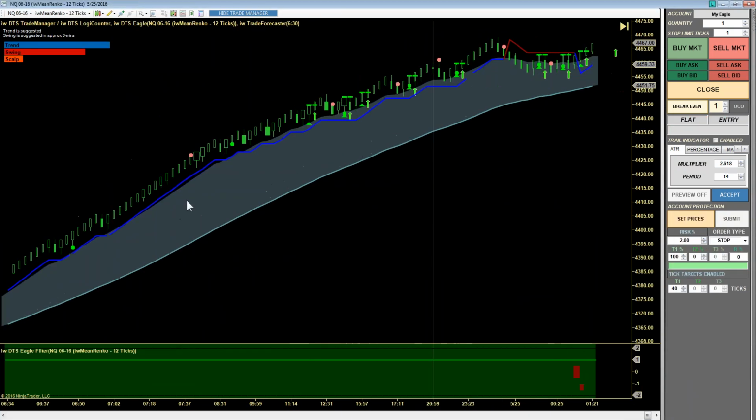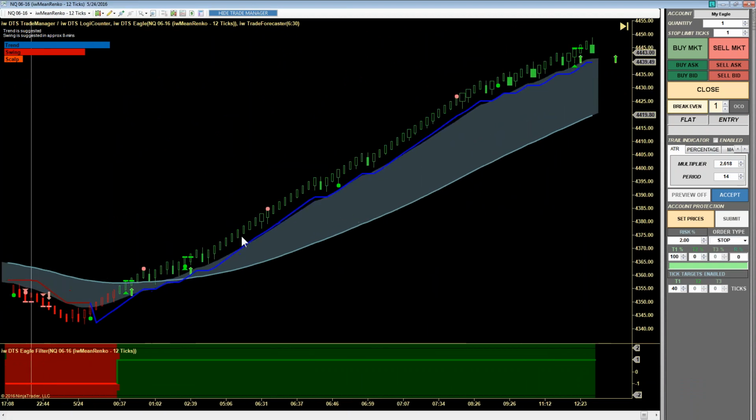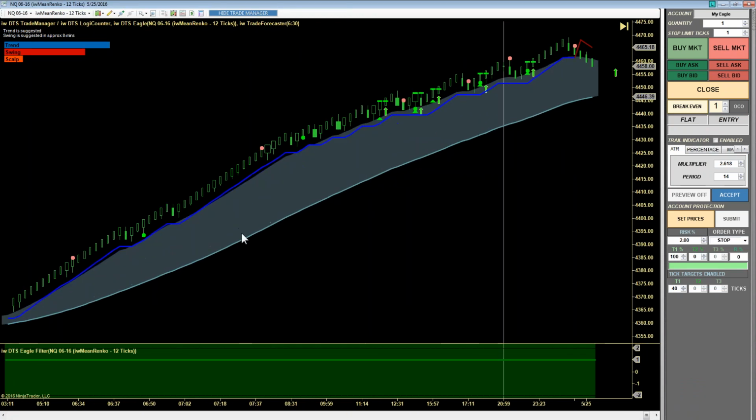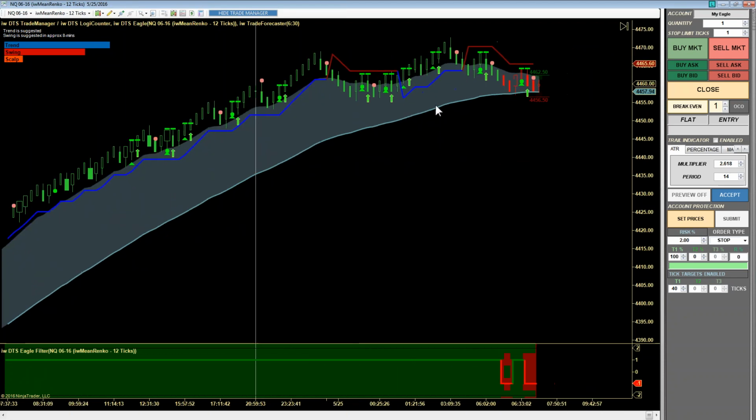This is the Eagle Trend Trader, and you can see yesterday was just an exceptional trending day. Unbelievable day in the NASDAQ yesterday. I'm fully expecting today to be a lot choppier. Here too, we're looking for confluence in the signal, usually confluence in the signal.